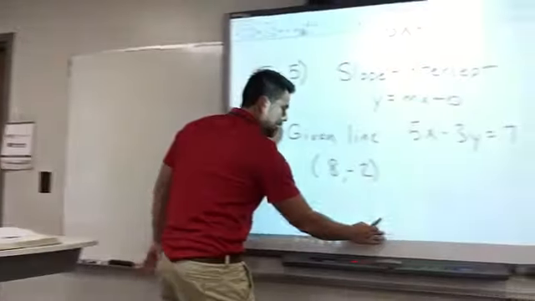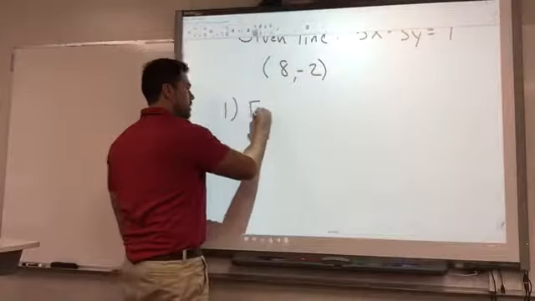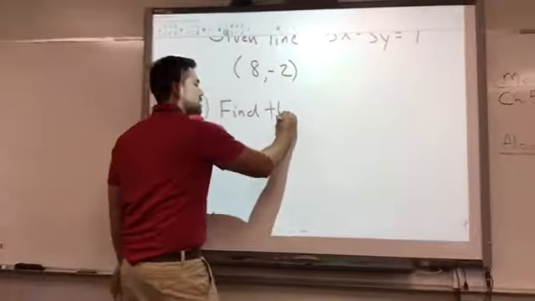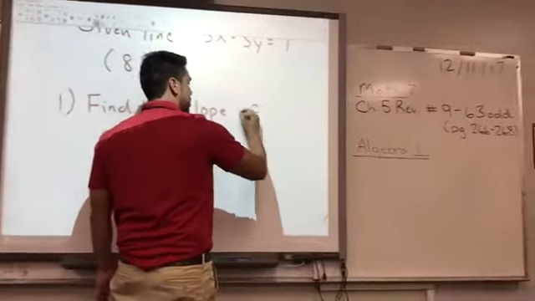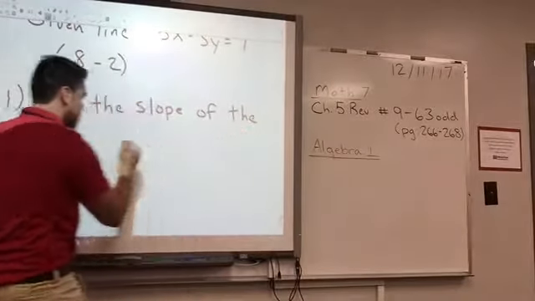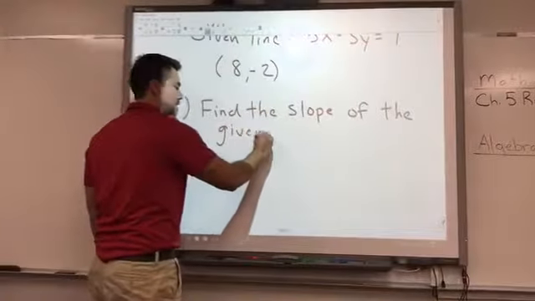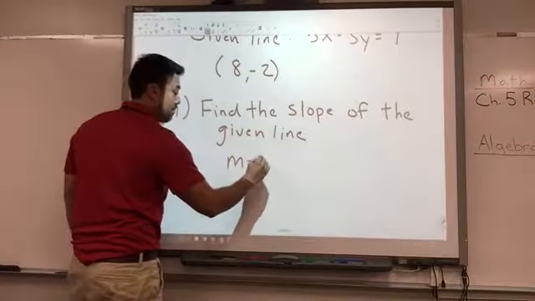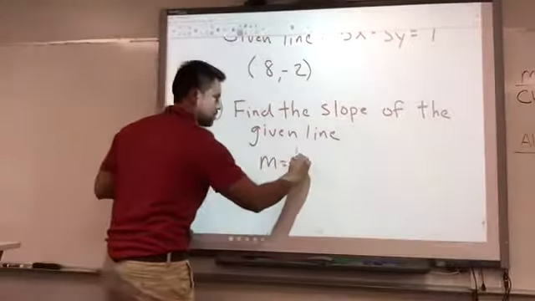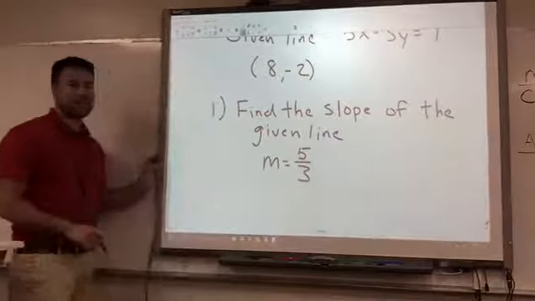Okay, Eli did the first step, which was to find the slope of the given line. That's what you want to do. Find the slope of the given line. The line they gave you, I need that slope. And Eli said it was positive 5/3. Thank you.